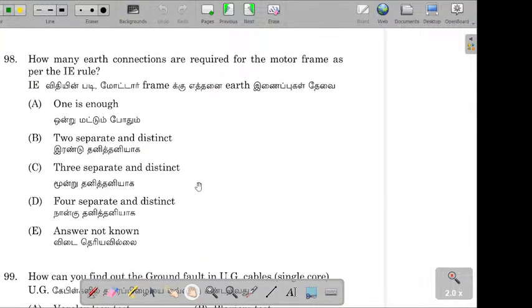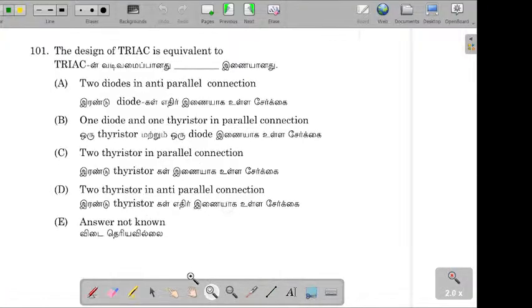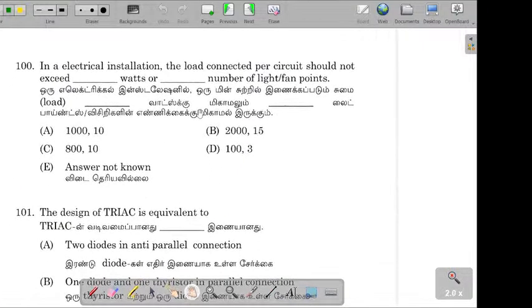Next, how many earth connections are required for the motor frame as per the IE rule? 2 separate and distinct. How can you find out the ground fault in UG cables which is of single core? Murray loop test. In an electrical installation, the load connected per circuit should not exceed dash watts or dash number of light and fan points. It should not exceed 800 watts or 10 number of light and fan points.